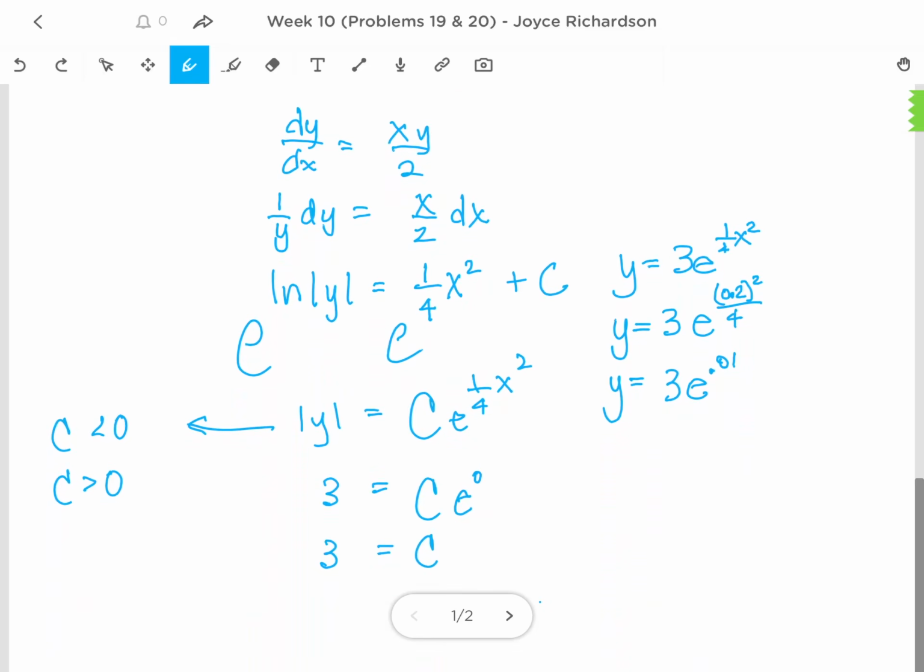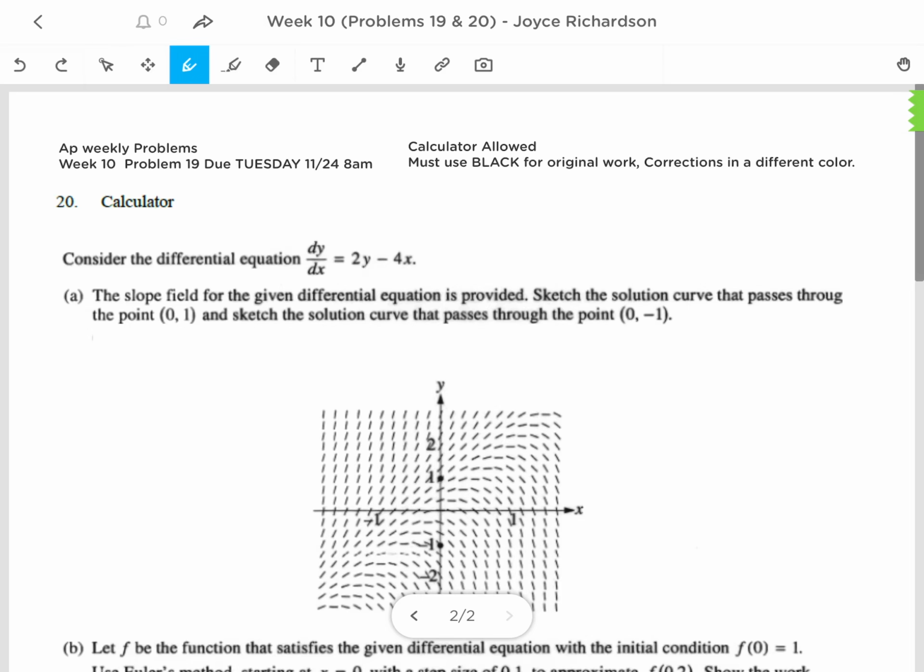So if you did not simplify, or you told me that the original equation was e to the 1/4 x squared plus natural log of 3, no, you need to simplify that. I'm not taking that, and AP probably won't either. Okay. All right, let's go to this guy.